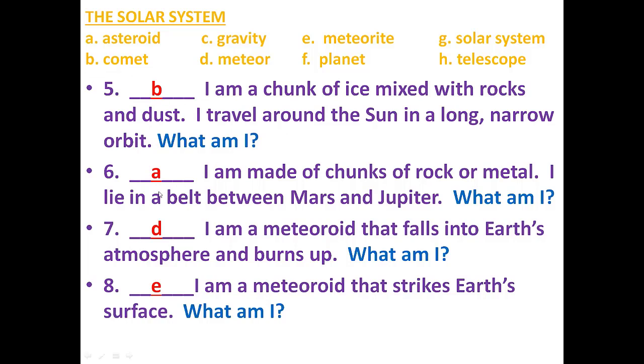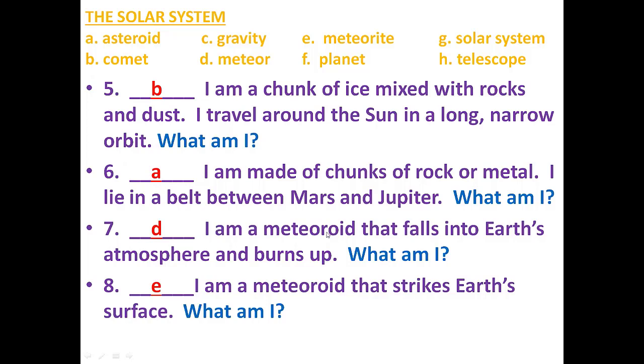Next, I am made of chunks of rock or metal. I lie in a belt between Mars and Jupiter. What am I? We studied that the asteroids lie between Mars and Jupiter. There are thousands of asteroids and they are chunks of rock or metal. The answer is asteroid. Asteroid is A. Answer is A.